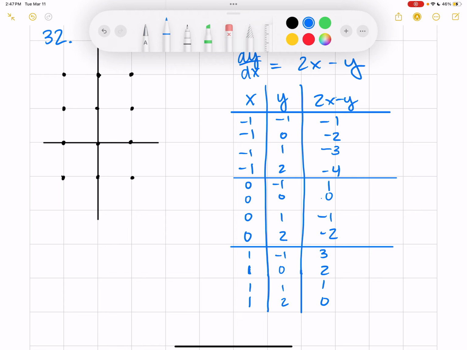I kind of went ahead to see if my math matched up with yours. I do that sometimes. All right, so now I take at each of these points, so at -1, -1, I have a slope of -1. At -1, 0, I've got a slope of -2, so it gets a little steeper. Then I've got a slope of -3, a little steeper. And then -4, even more steep.